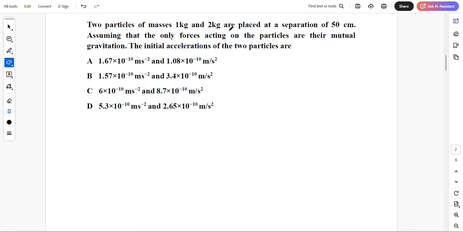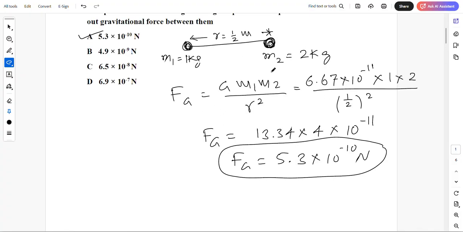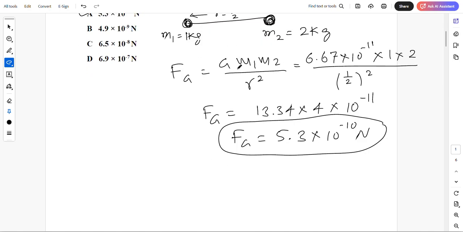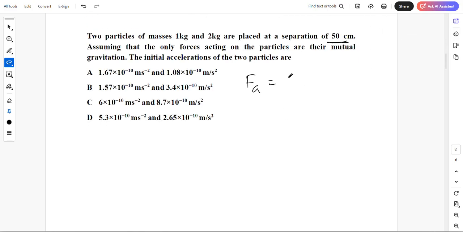Two particles of masses 1 kg and 2 kg are placed at a separation. Just before some time we saw the same, and the gravitational force Fg is 5.3 into 10 to the power of minus 10 Newton, because m1 is 1 kg, m2 is 2 kg, r is half meter. Now assuming that the only forces acting on the particles are their mutual gravitation, the initial accelerations of the two particles are, Fg is equal to m1 into a1.